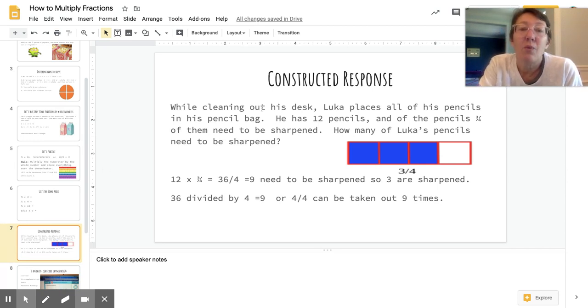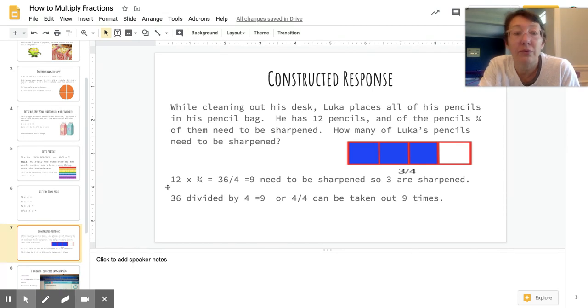So while cleaning out his desk, Luca, I used you as my example, Luca places all of his pencils in his pencil bag. He has 12 pencils, and of the pencils, 3/4 of them need to be sharpened. So most of the pencils need to be sharpened. How many of Luca's pencils need to be sharpened? So this is what 3/4 looks like. I grabbed a picture. So I have 12 times 3/4.